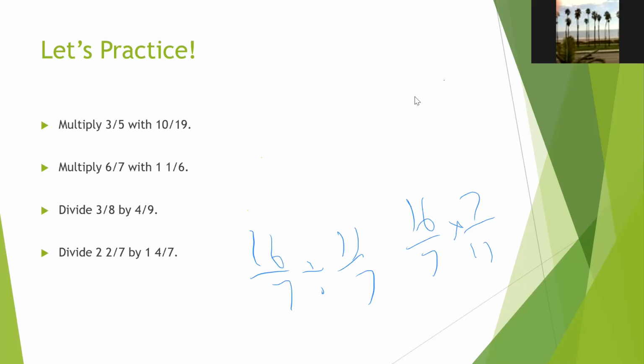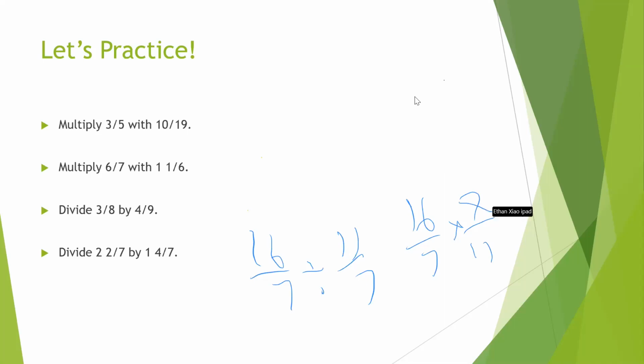So 16/7 times 7/11. We look at the cross multiplying numbers, and we can see that 7 and 7 can be simplified. We cross them out, we get 1s. Then we just have 16/1 times 1/11, and that gets us 16/11.